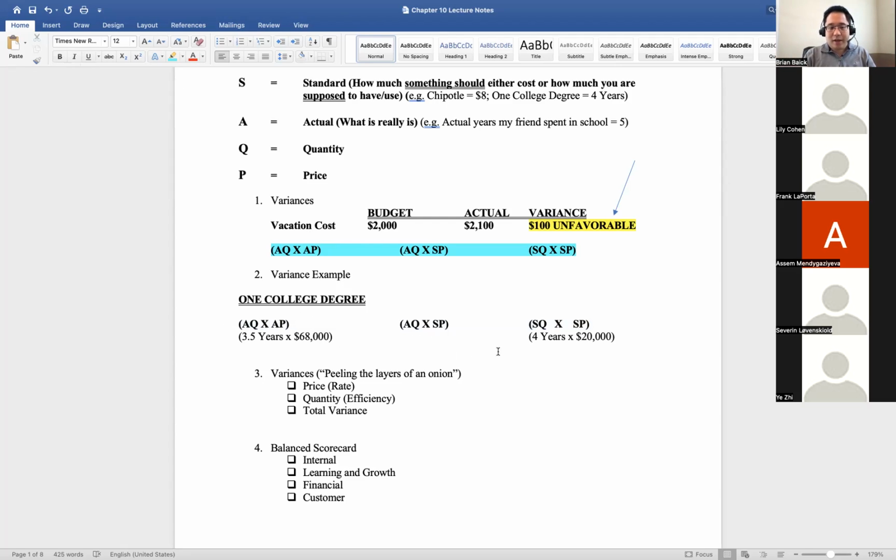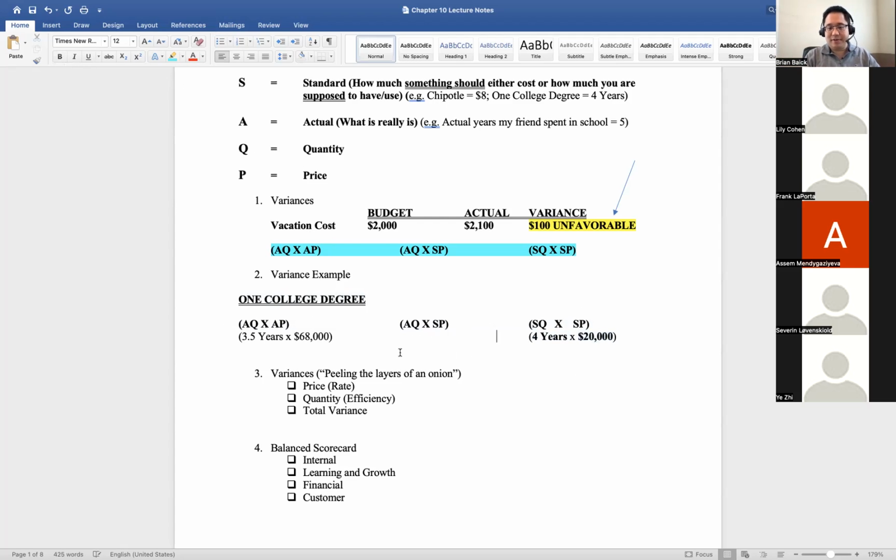So you have to figure out what are we analyzing? We're analyzing the cost of one college degree, right? So standard quantity, how many years are you supposed to spend in school to get a college degree? 4. That's 4 years here. What is the standard price? How much do you think college is supposed to cost? I thought it was supposed to be $20,000.